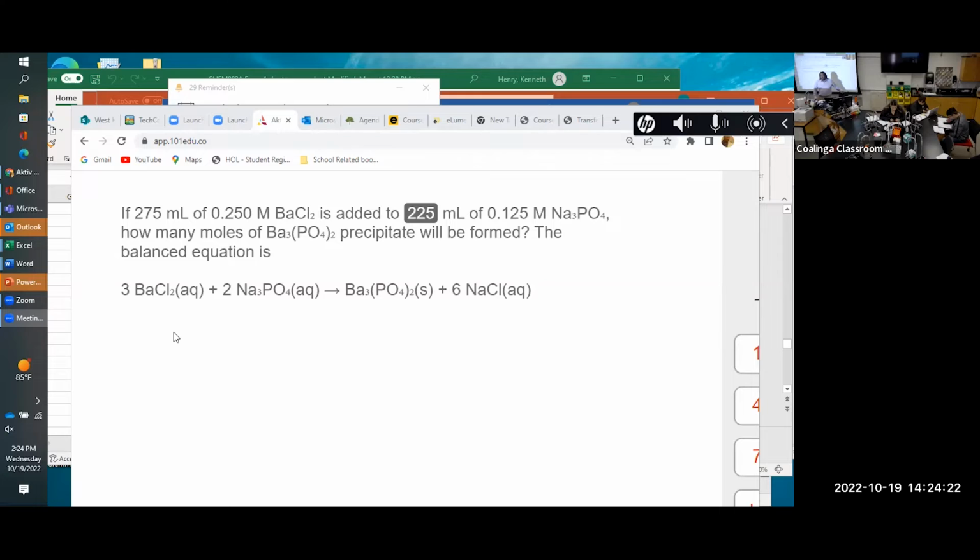So, what is given to us? What are our givens? The moles. Are the moles given to us? Well, I mean, what was that? We have molarity and volume. So if we have molarity and volume, we can get moles, right? So let's start with the first one. We have barium chloride.